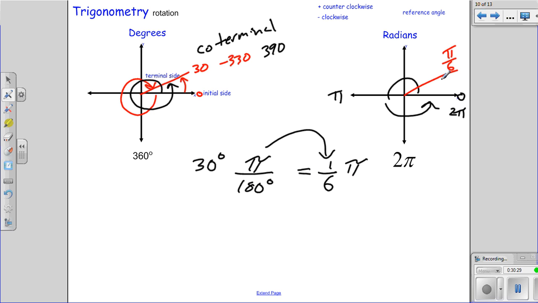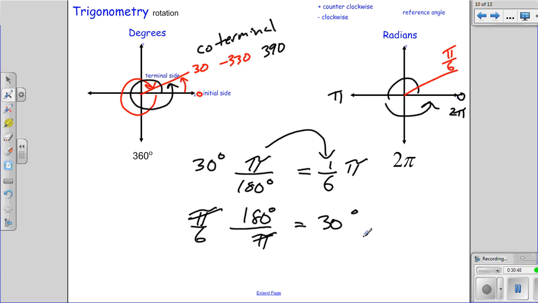Now, if we want to go in the opposite direction, let's start with pi over 6, and you want to end up with something in degrees. Then we want to get rid of pi, so I put pi in the bottom and put 180 degrees on top. This way, the pi's cancel, and what's 180 divided by 6? Well, that would simply be 30 degrees. So we have to know how to convert from one to the other.